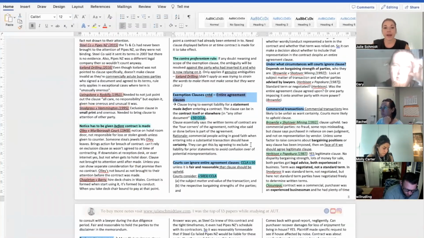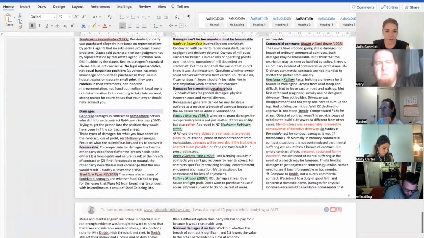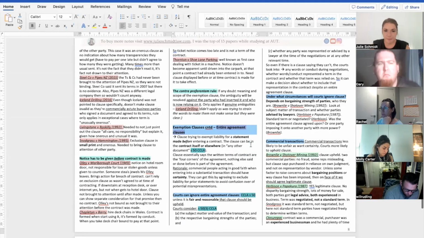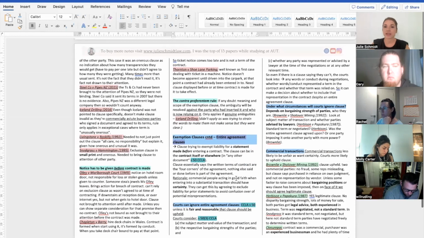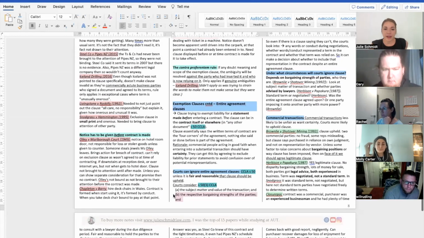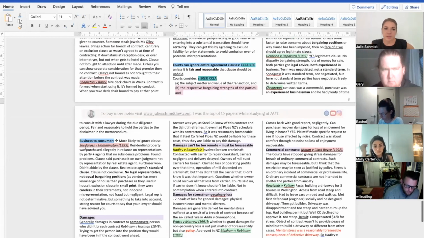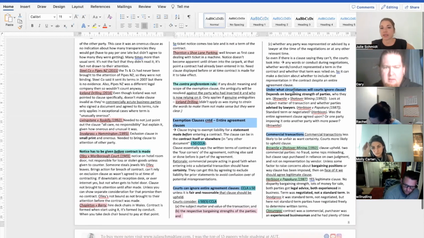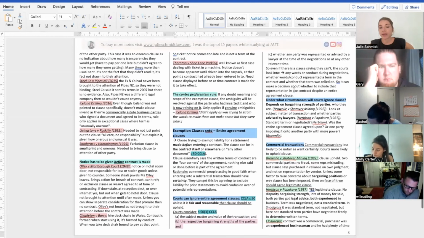So whether, let me just find this. Yeah, the bargaining strength of the parties. So is it a business to consumer? Is it a business to business?